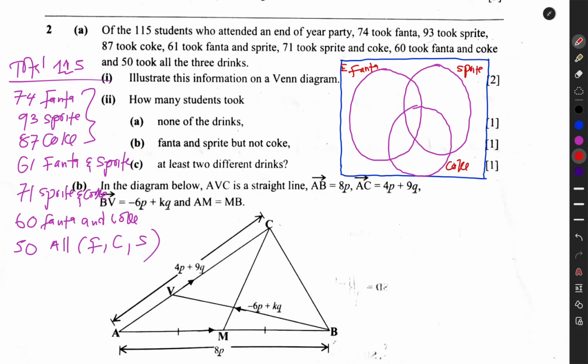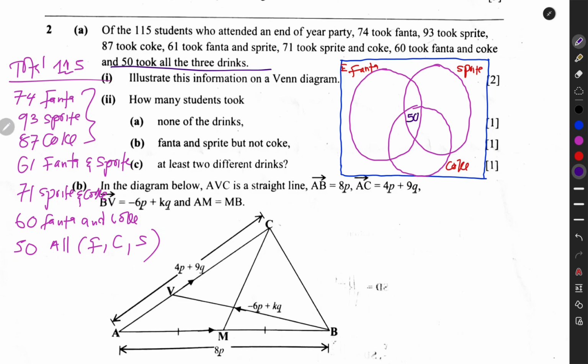The strategy is that you start from the inside, the innermost, then spread outwards. So you start answering the question from the end part. 50 took all the 3 drinks. So you're going to find the intersection of all the sets, that is Fanta, Sprite, and Coke, and it is right here. This is where we'll put our 50.